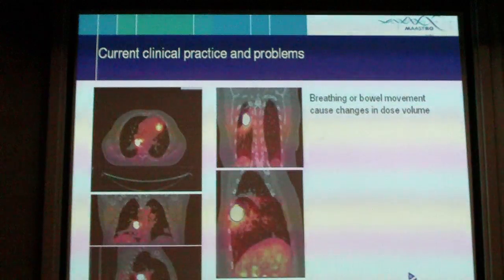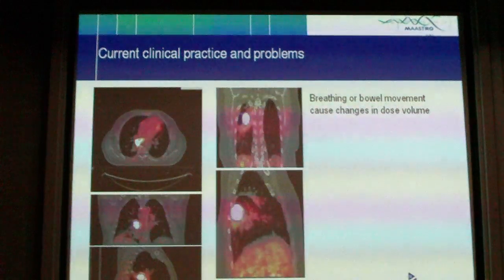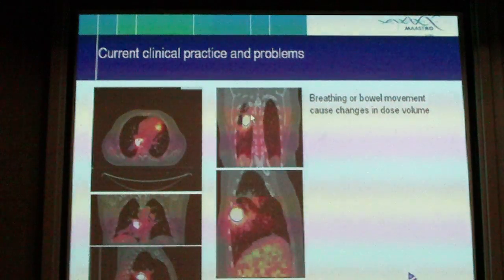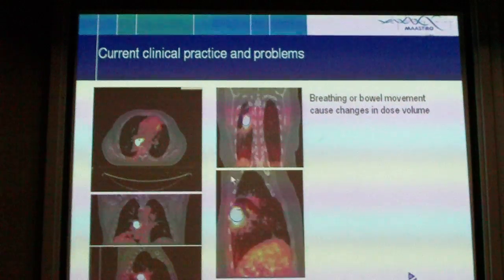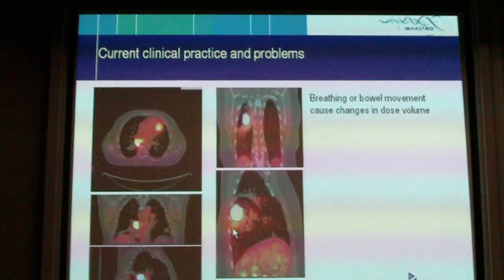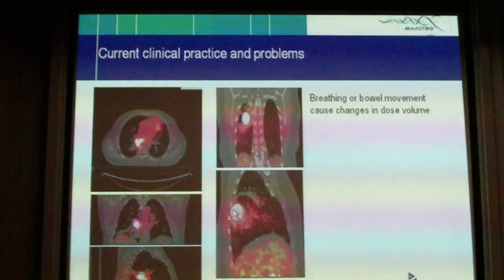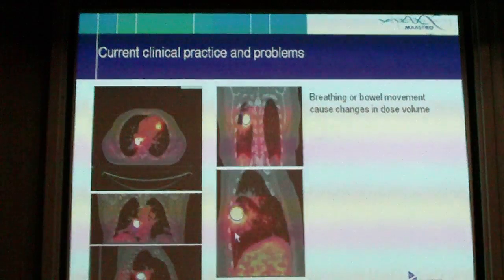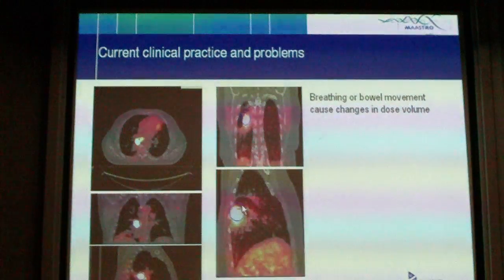Another problem is the problem of the dancing tumor. So this is a lung tumor, and the tumor moves up and down. So I drew a circle on here. This is where the irradiation beam is. And you see that this tumor goes outside, inside, outside, inside, outside, inside the beam, based on respiration.